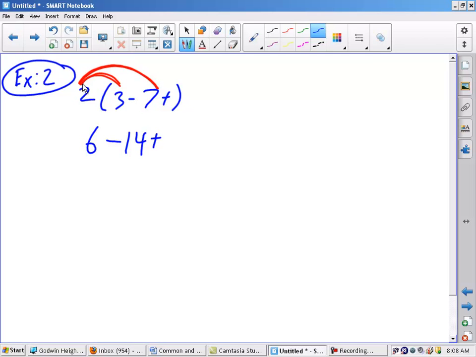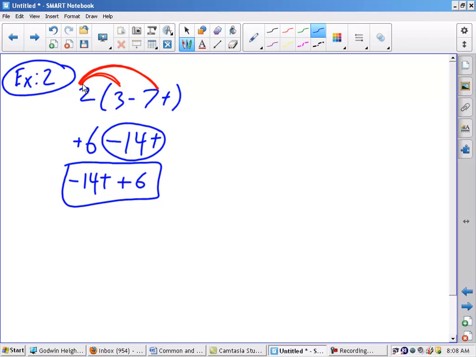However, the only problem is I need to always remember to write my variable term first, which is this negative 14t. Not just 14t, but negative 14t. And then you don't really see it, but there's kind of an invisible plus 6 there. So what I need to do is write the negative 14t first, and then write plus 6. That's in simplified expression form.